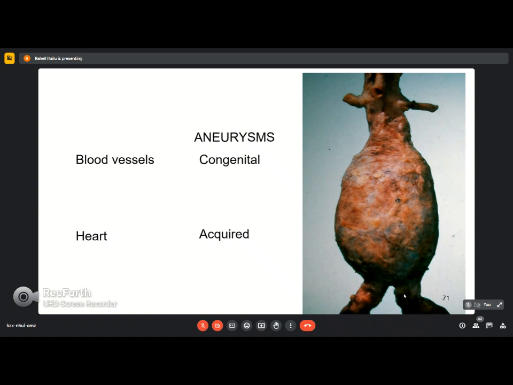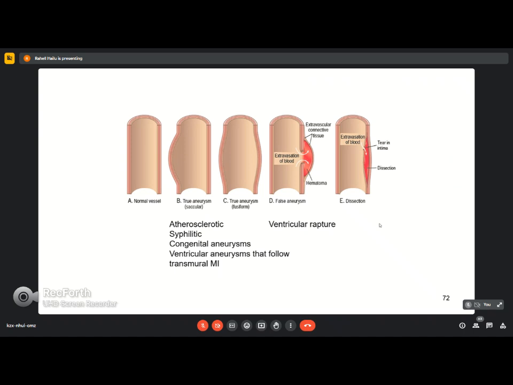So our next topic on blood vessels is aneurysms. Aneurysms, like we have discussed, are abnormal dilatations of the blood vessels, or even the cardiac chambers. Aneurysms can also happen in the cardiac chambers, and they can be classified as congenital or acquired dilatation. You can see this is the thoracic aorta that we have seen here, very dilated.